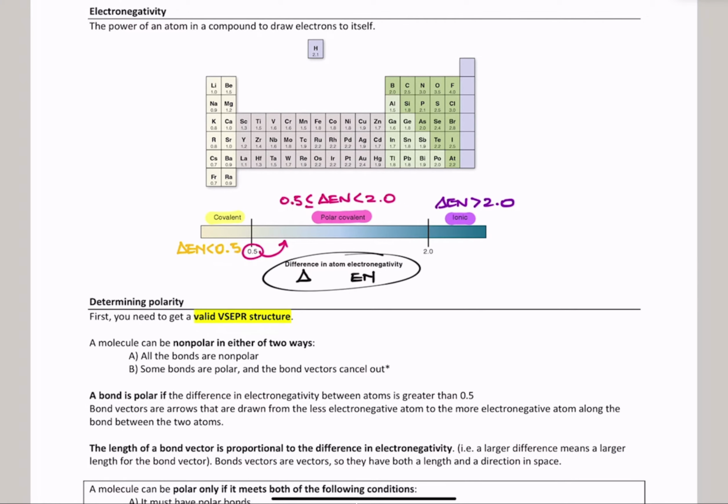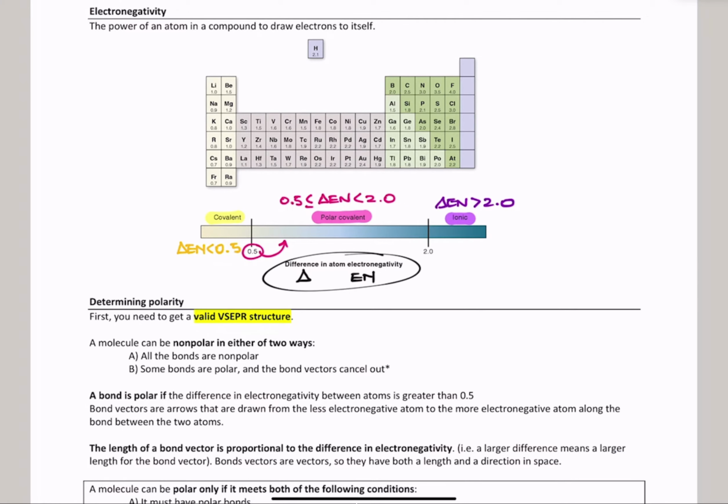A covalent bond is only formed between two nonmetals. An ionic bond is only formed between a metal and a nonmetal. This is what we've seen in chapter 5. These are information from chapter 5.